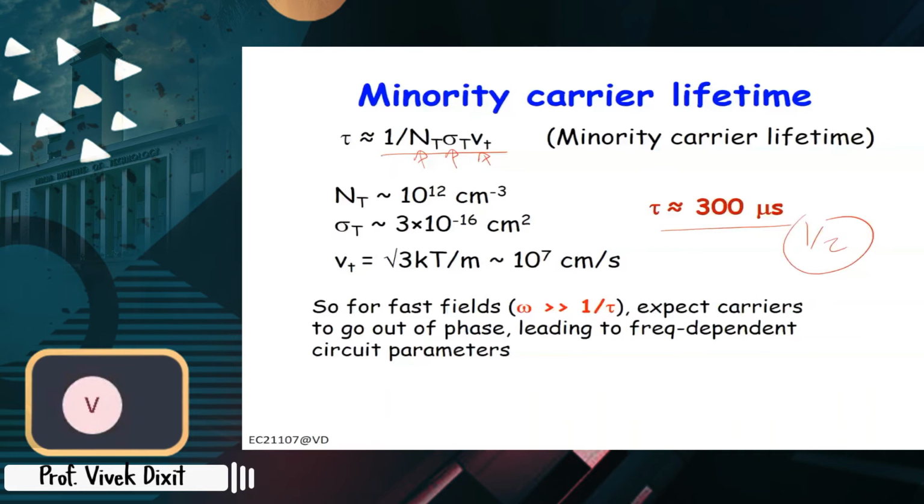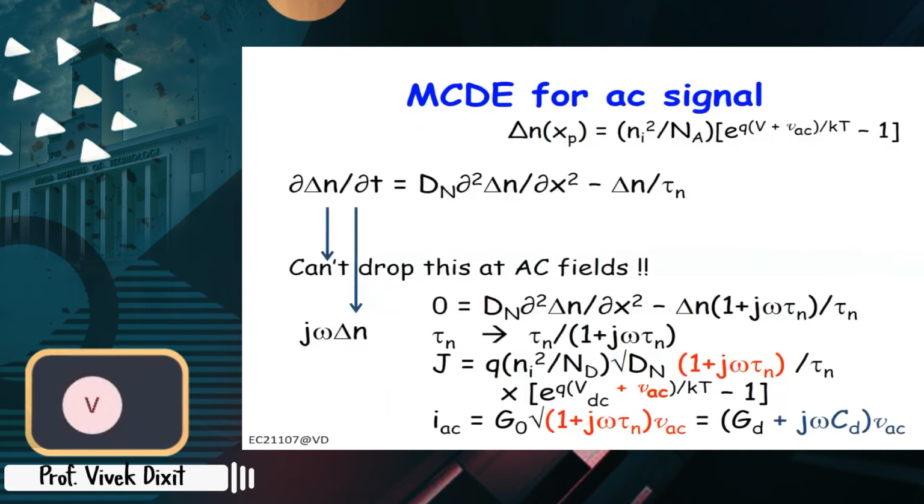Let us look back at the minority carrier diffusion equation for AC signal. Now if you write this minority carrier diffusion equation, since for high frequency, if you consider high frequency, this carrier cannot respond with the frequency, so dn by dt can be written as j omega times delta n.